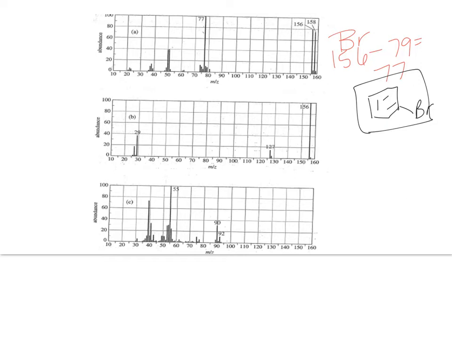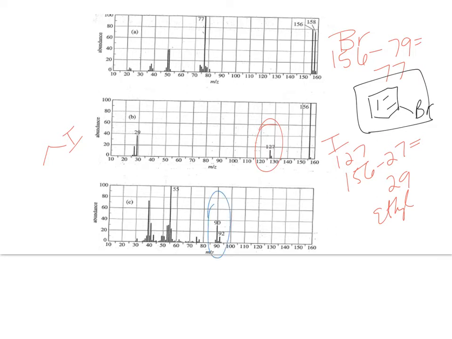Okay, the next one we have is, oh, I didn't tell you about iodide. Iodide has a 127 peak, and so you'll see 127. That tells you iodide. And so to figure out that compound, you'll want to do 156 minus 127, and when you do that math, you get 29, and a 29 is an ethyl. So iodoethane would be a proposed structure.